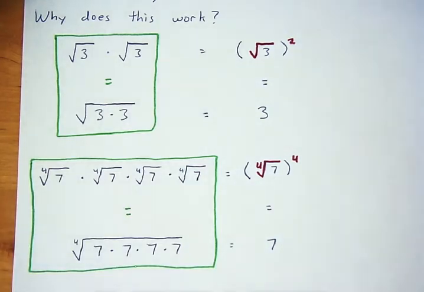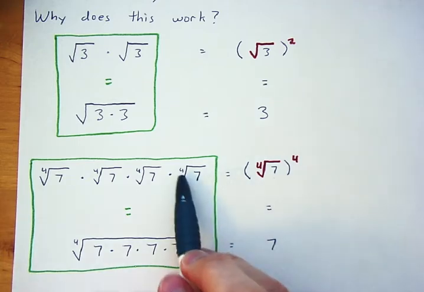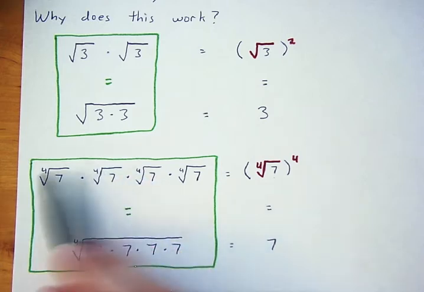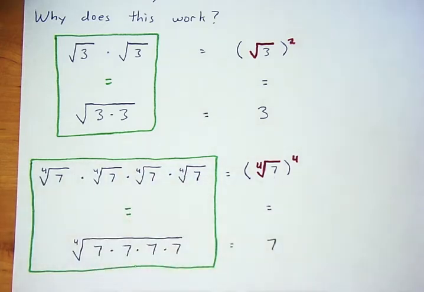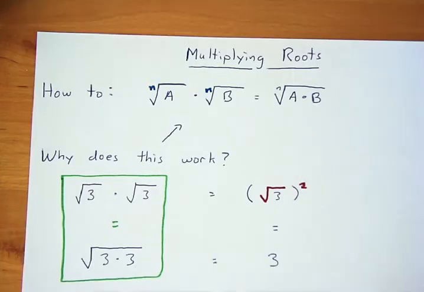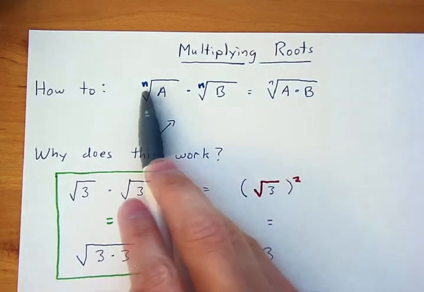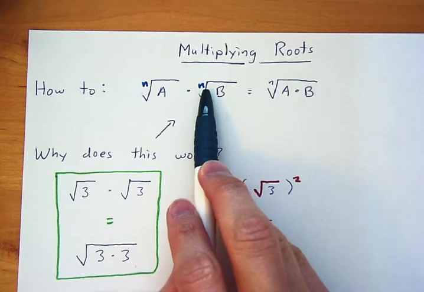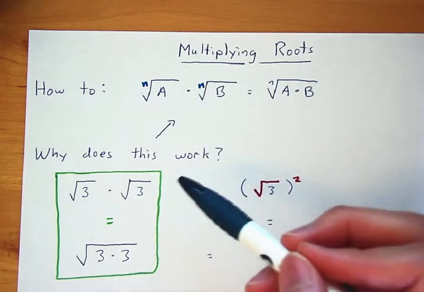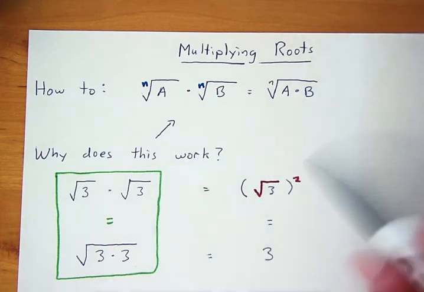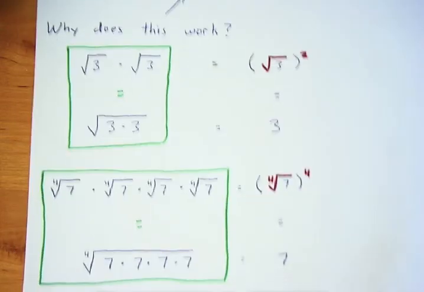This is part of the reason that we need the root to be the same. We need that little number in there to be the same for them to multiply together. This is the sort of reasoning. Okay, so take any notes you want at this point.